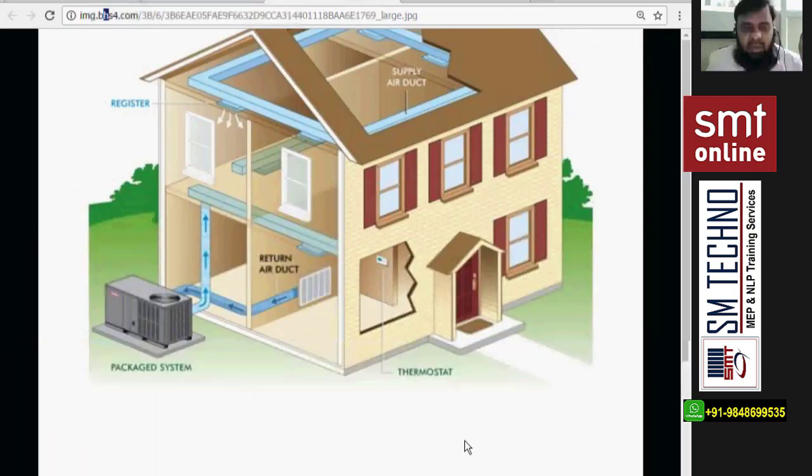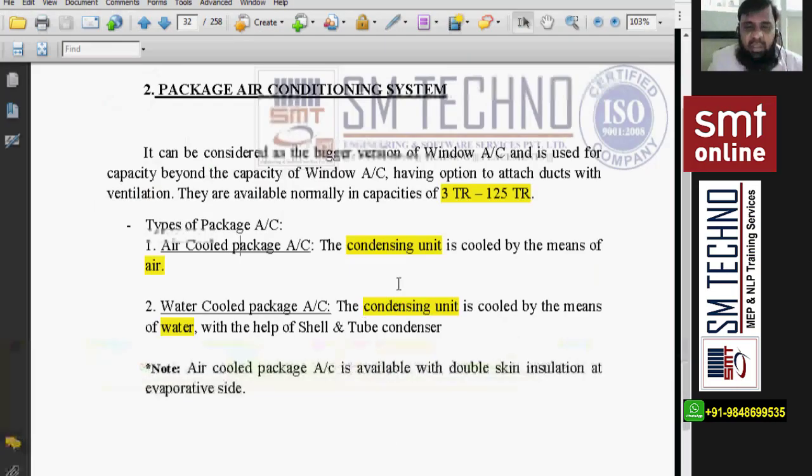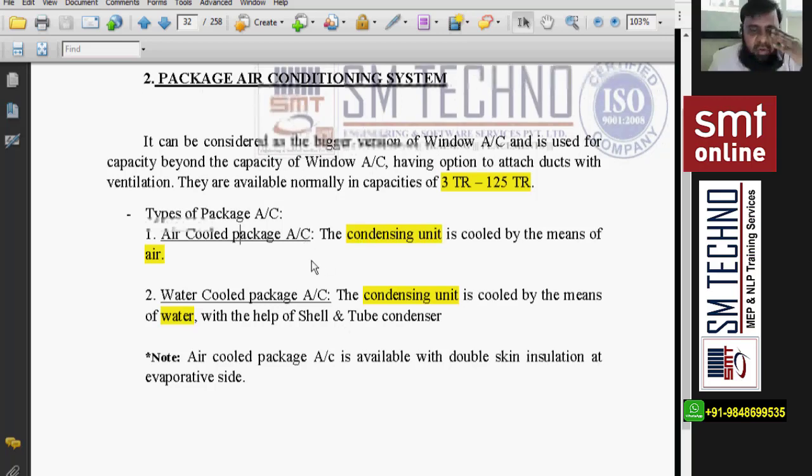We have water cooled also, but not in all markets. So we'll not discuss this because it is not commonly used in the market. Mostly package means air cooled. Okay. But from an interview point of view, the difference is given. Air cooled package means the condensing unit is cooled by air. And in the water cooled package, the condensing unit is cooled by water by using shell and tube.